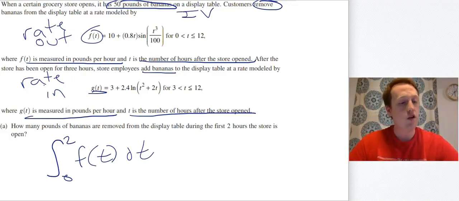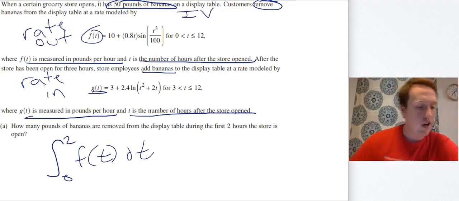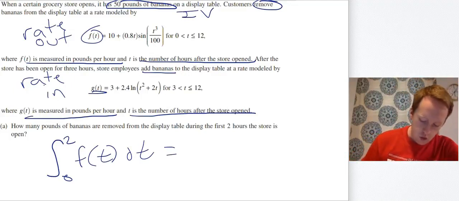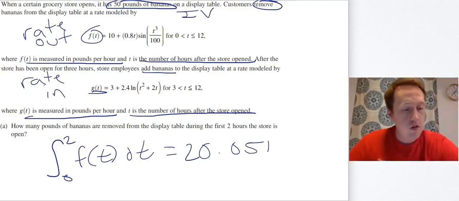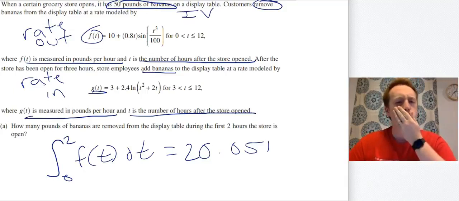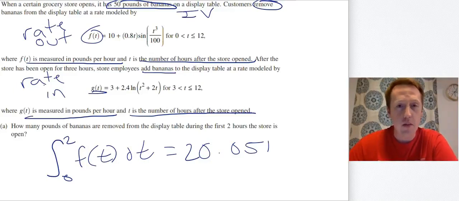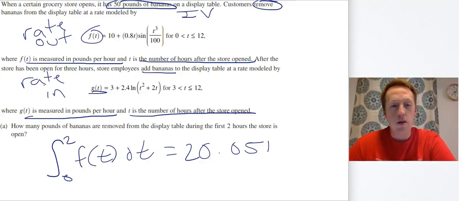This is a calculator question, so at this point you would go into your calculator and you would get 20.051. So that's the number of pounds of bananas removed during the first 2 hours. What I wrote would give you full credit. F of t is labeled in the setup of the problem, so you can just put f of t. Now, if you like to write out the function, by all means, write out the function. But this is all you have to do.